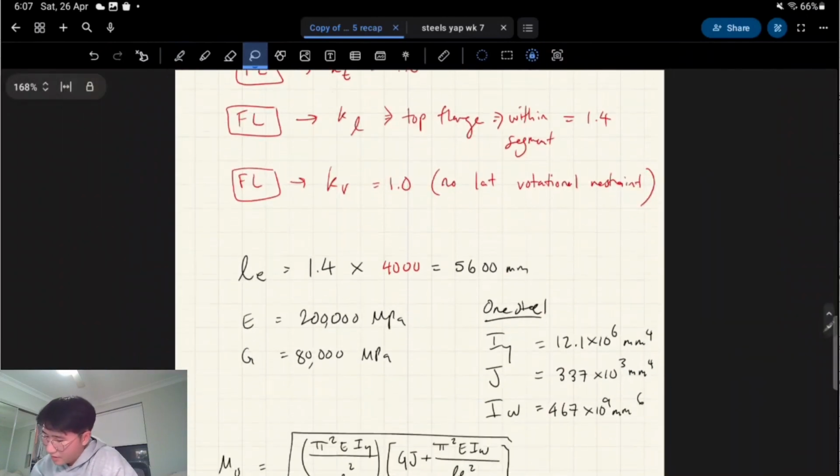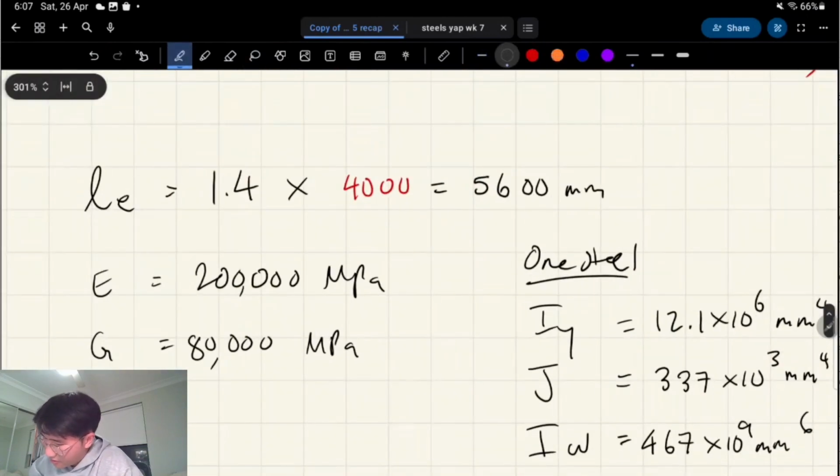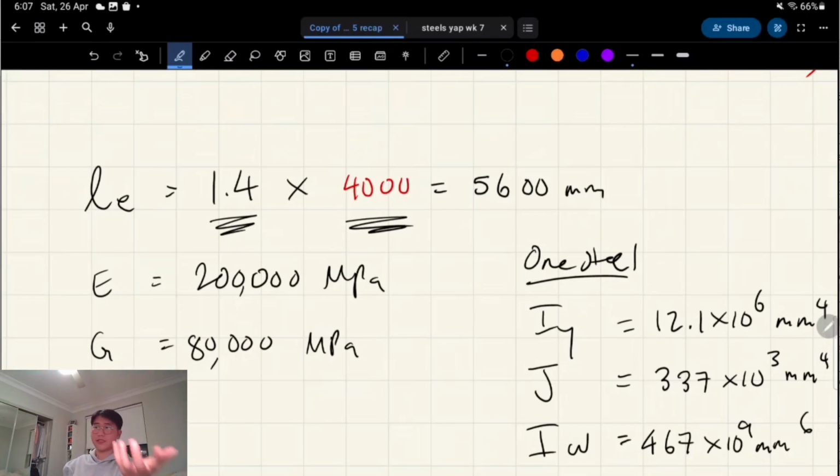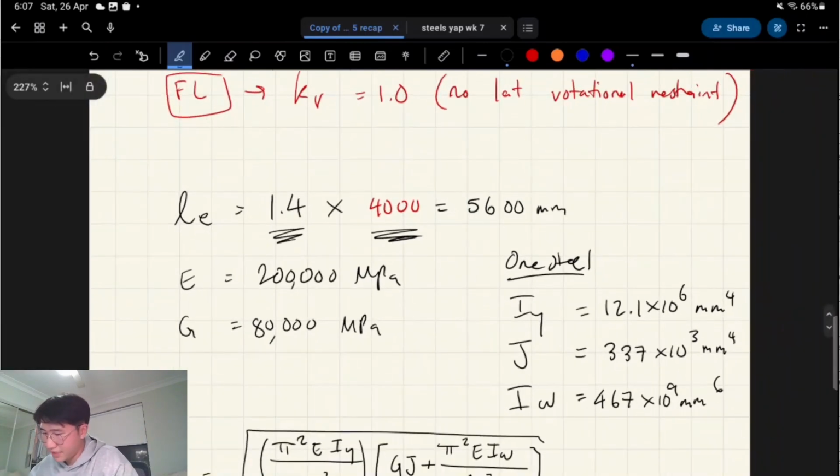Yeah, cool. Now we're ready to move on. So essentially we've multiplied our effective length by 1.4, which is significant, right? That's the top flange loading factor. Instead of 4 meters, we're considering 5.6 meters. That's a sizable increase, right? The longer your effective length, the more susceptible your beam is to lateral torsional buckling, right?